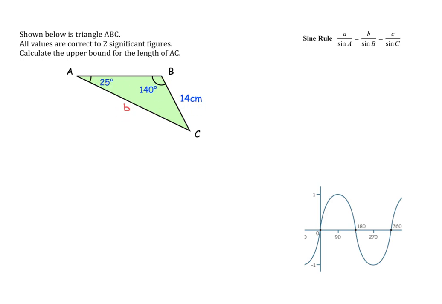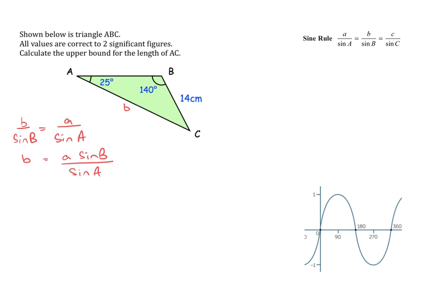So we know what we're going to have here is b over sine B equals a over sine A. Now I'm writing it in this form rather than putting the number straight in because it's a question involving limits. If I rearrange this, I'm going to get b equals a sine B divided by sine of A.